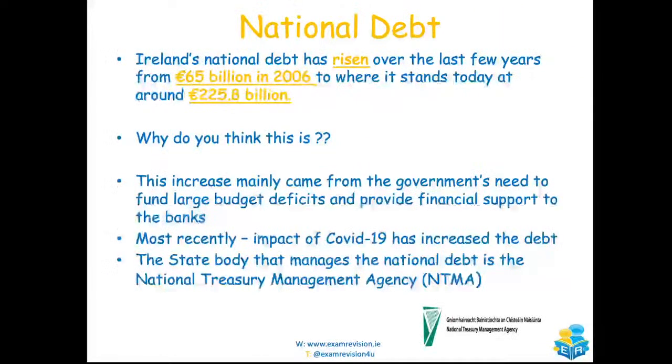The two main reasons why Ireland's national debt is increasing is that it has mainly happened as a result of the government's need to fund large budget deficits and also provide financial support to the banks. That's in light of the most recent recession, which happened in 2007, 2008. So they're still paying back some debt from that when they had to pay back the banks. And also, the impact of COVID-19 recently would have also increased this debt. So they're the two reasons why our debt is so high currently.